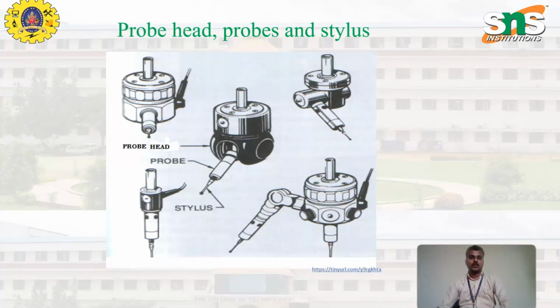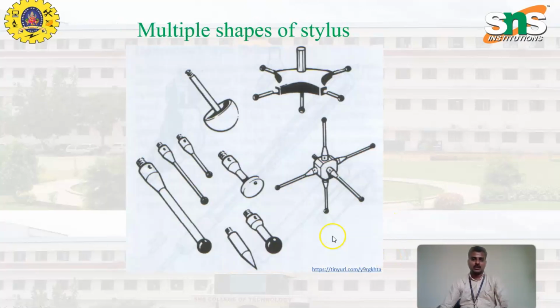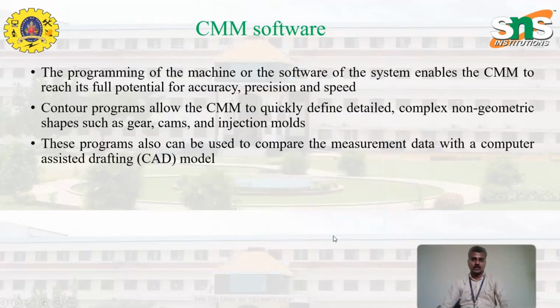Next one is the probe head. This is the probe head and the stylus and the probe point. This is the probe head, where we fix the probe into the tool, and this is the stylus where the probe is joined together, and these are some of the examples. And then multiple shapes of stylus.